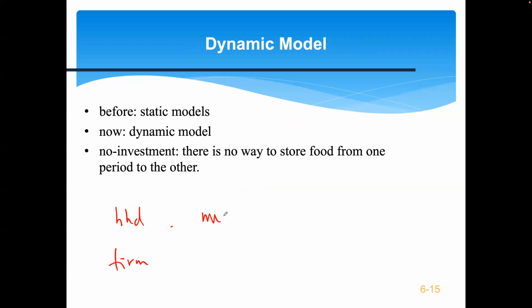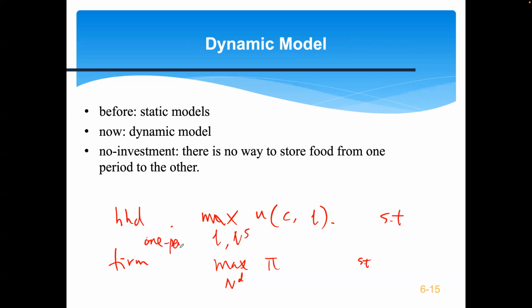Households are trying to maximize their utility between C and L, subject to a budget constraint. Firms are trying to maximize profit. The households are going to choose leisure, or equivalently labor supply. The firm is trying to decide how much labor to demand, also subject to some constraint. So that's what we studied before, and this is a one period model in the sense that there's no saving.